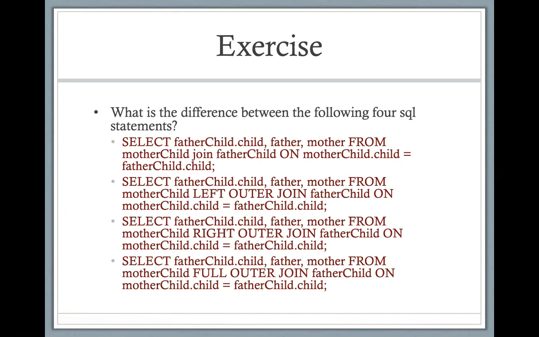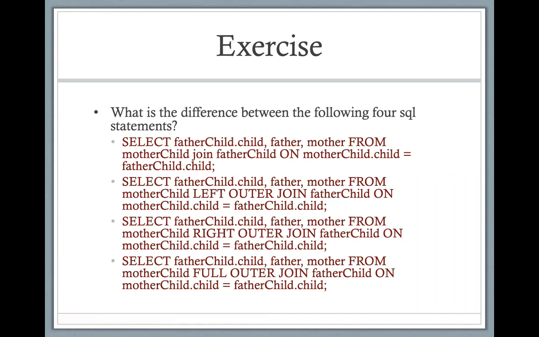Second one, select father child, father and mother from mother child left outer join father child, such that the child is the same in these 2 tables. So what do I get? I'm doing mother child left outer join father child, so I will get all the records in mother child and the matching records from father child, plus null for father if there are no matching records. So if there are dangling records in mother child, I'll get null for the value of the father in the results of the select statement.